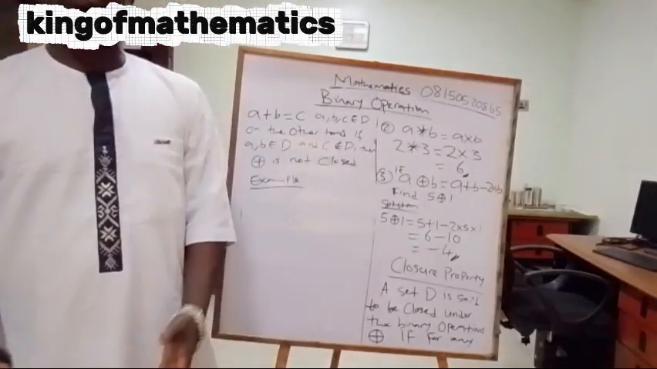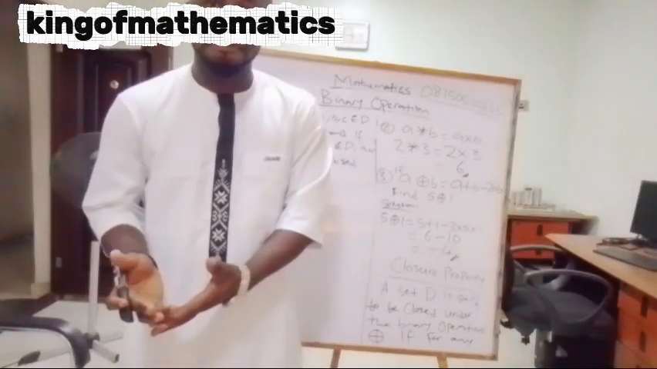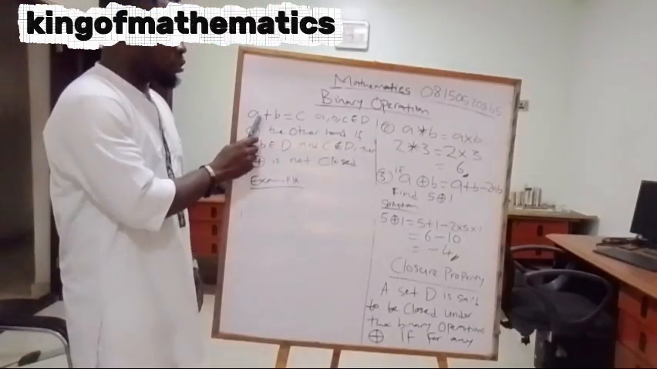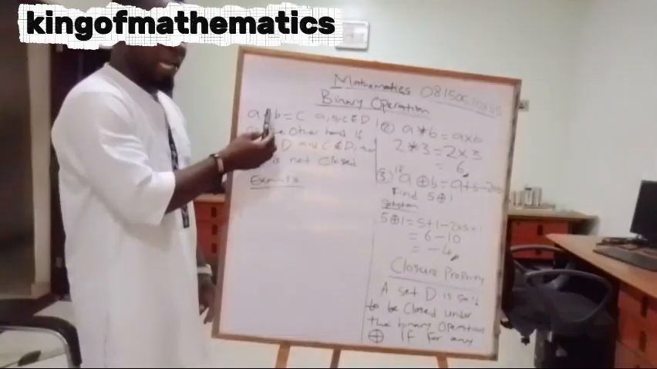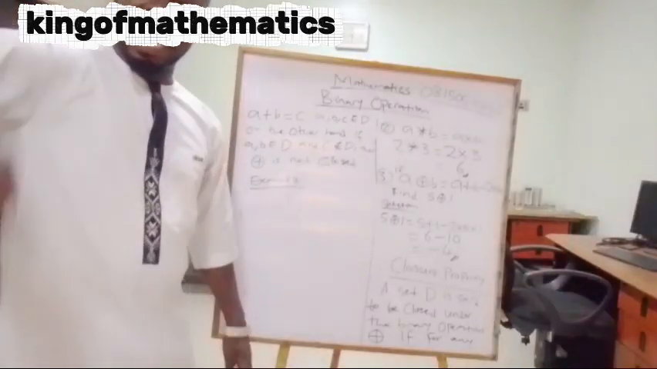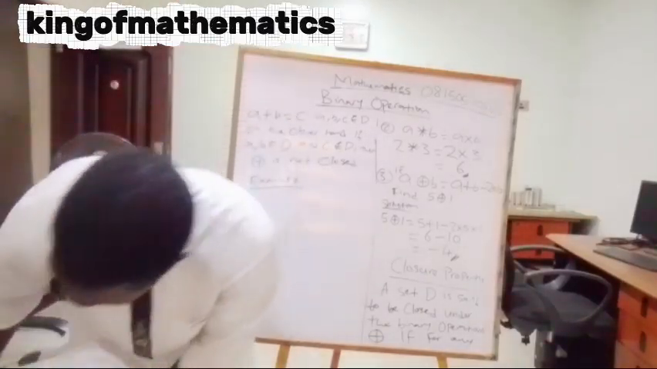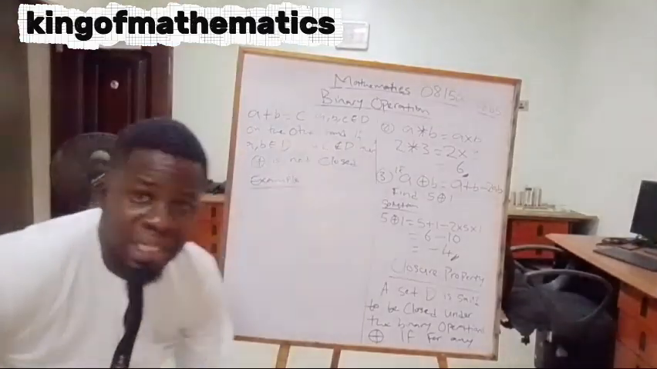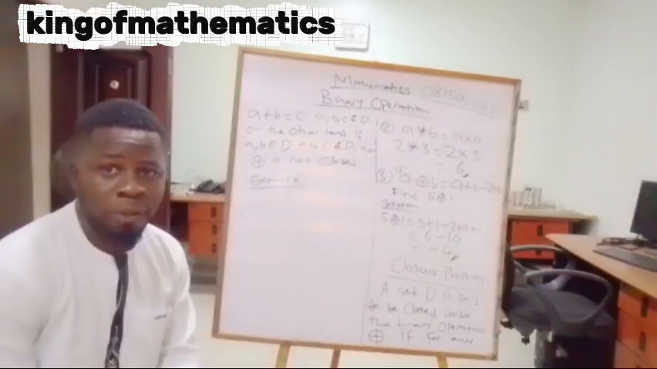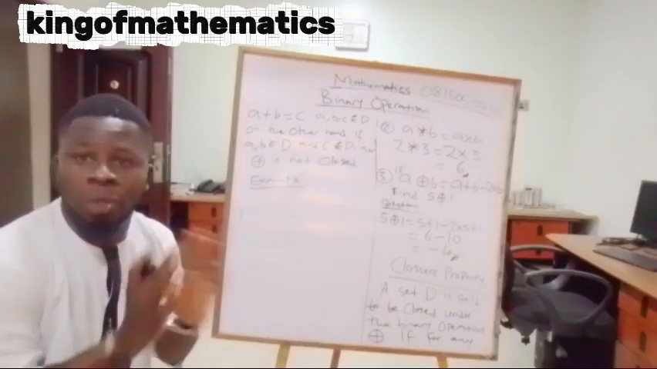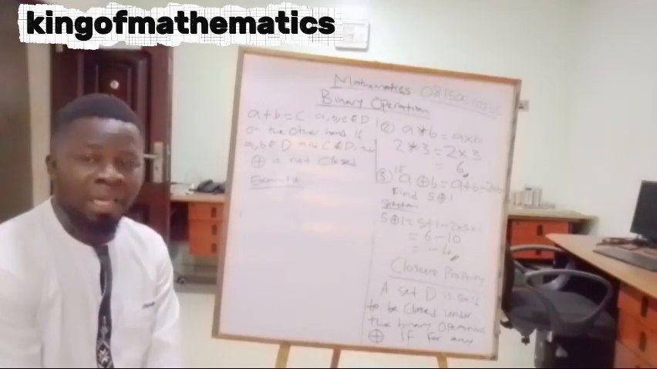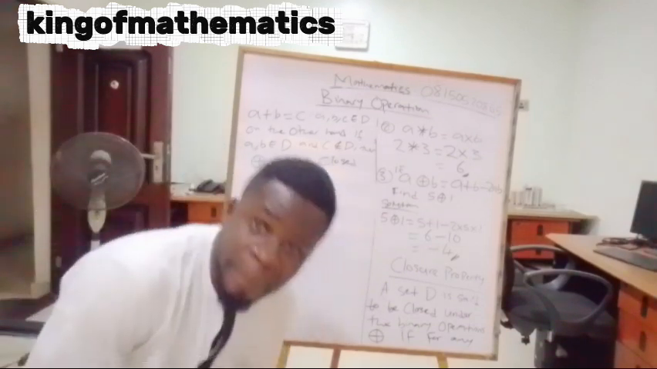Like now, if I give you D to be 1, 2, 3, 4, 5, 6, 7, 8, 9, 10, and I give you an operation to solve, if you cannot find the answer inside that set D that I've given to you, then you say it's not closed. But if you can find that answer inside D, then you say it's closed. What am I saying in essence?